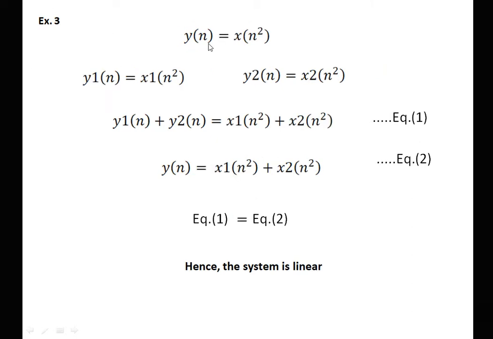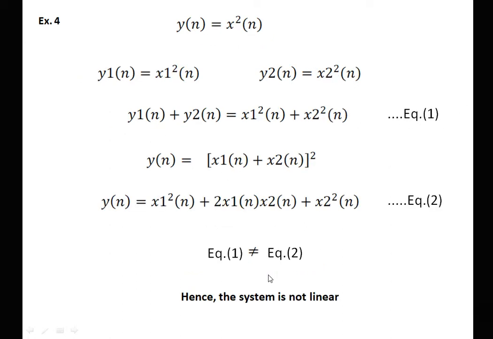Example 3. y of n is equal to x of n square. For individual signal, we are getting the answer x1 of n square and x2 n square. Their addition is x1 n square plus x2 n square. This is our equation 1. In the second case, we replace this x by x1 plus x2. Therefore, we will get y of n is equal to x1 n square plus x2 n square. Both equations are same, therefore system is linear in nature.